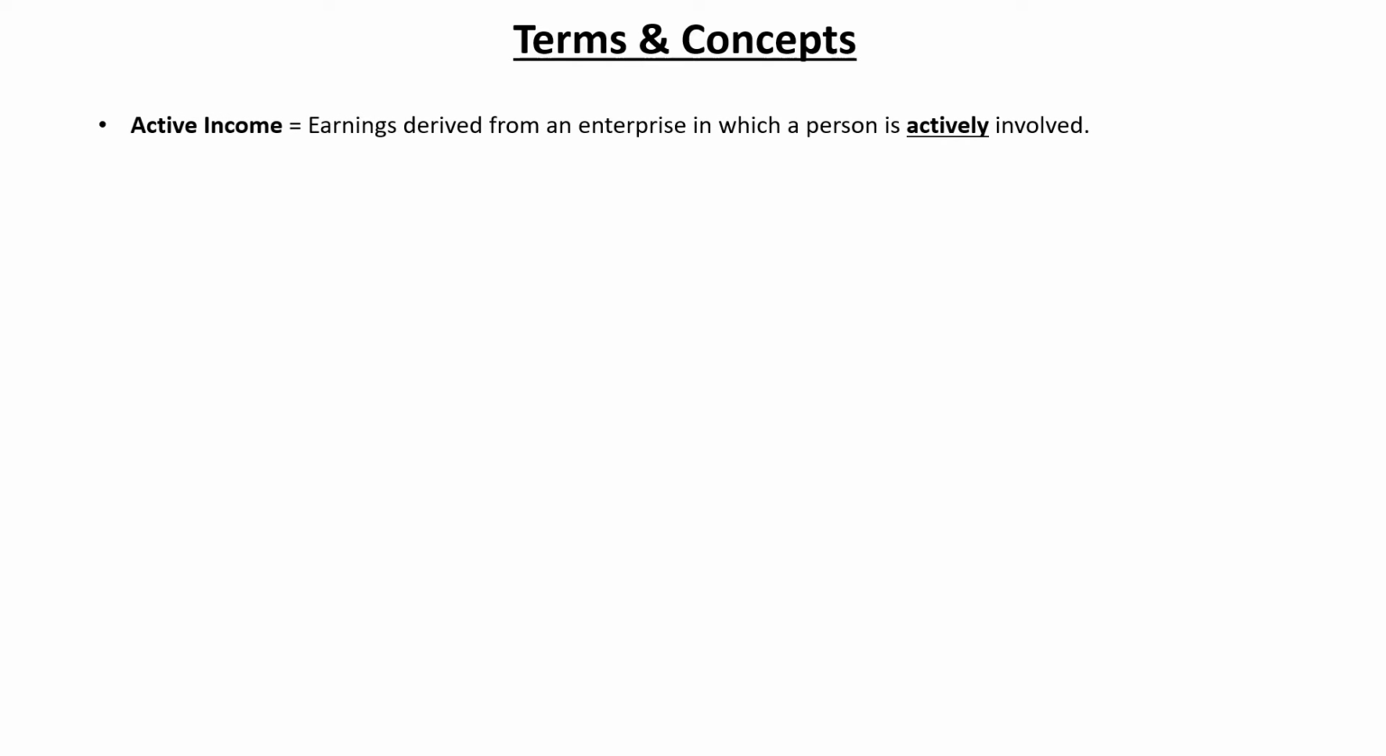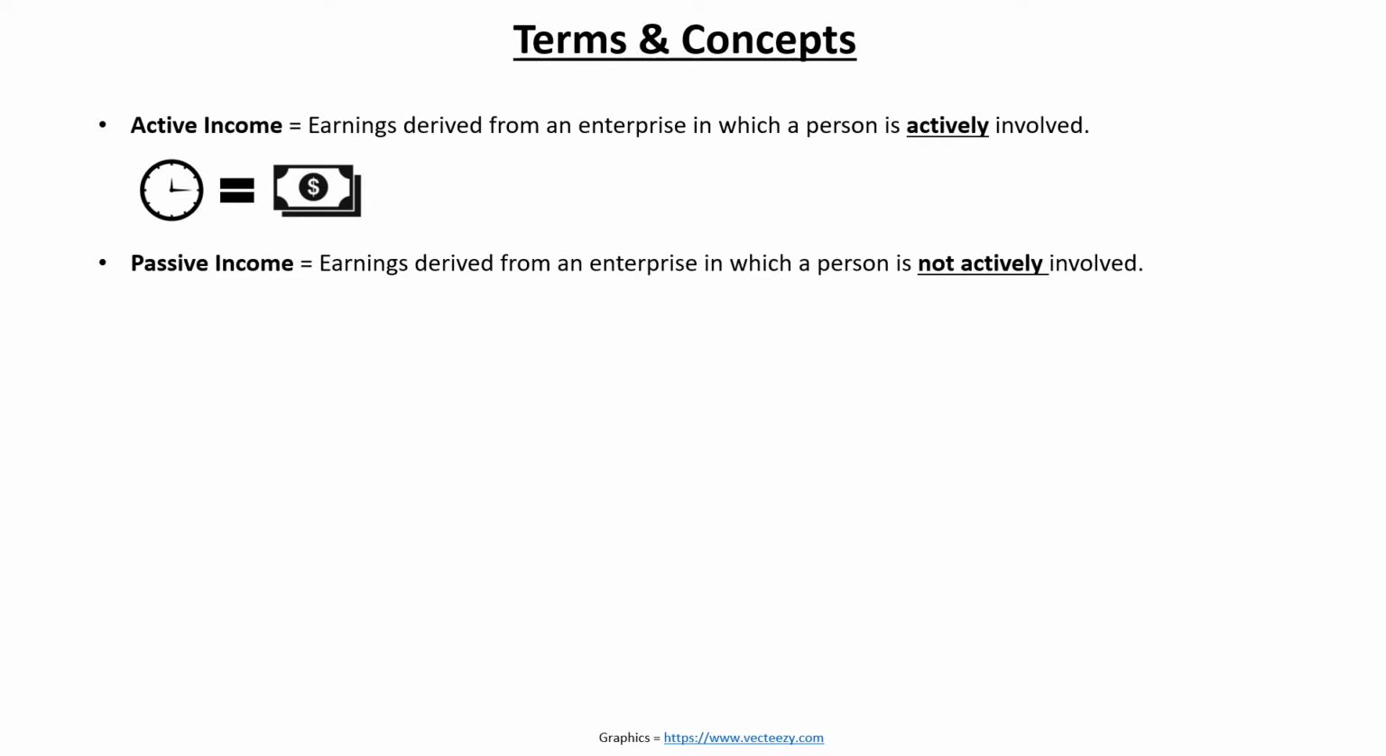I'd like to go over some important terms and concepts. The first is active income, which are earnings derived from an enterprise in which a person is actively involved. This is where you're trading time for money. The second term is passive income. This is earnings derived from an enterprise in which a person is not actively involved. In other words, you are using a process or an investment to earn money.